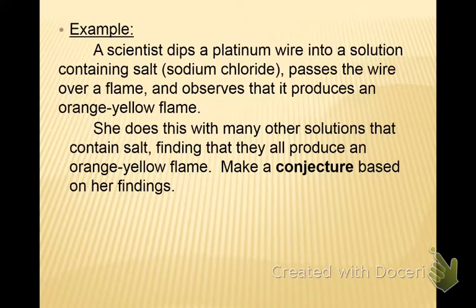Usually from a Bunsen burner, the flame is blue. So you pass the wire over there with the salt on there, it turns orange-yellow. She does this with many other solutions containing salt. Find that they all produce an orange-yellow flame. Make a conjecture based on her findings.